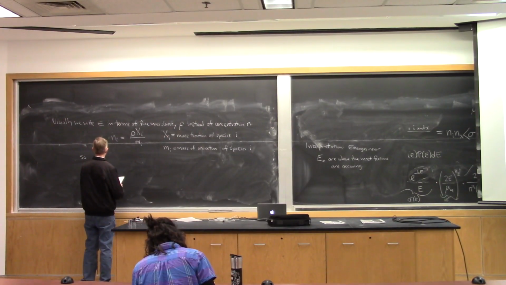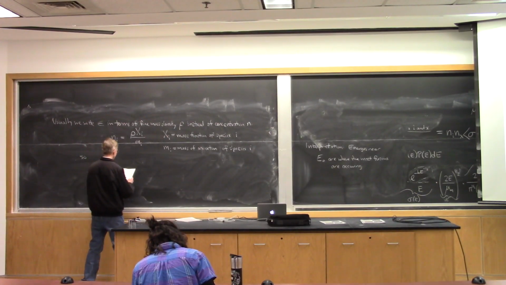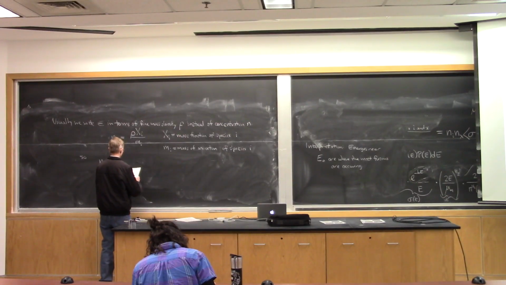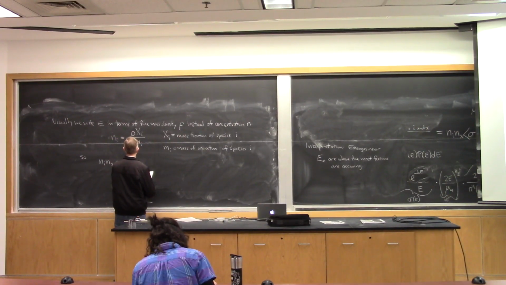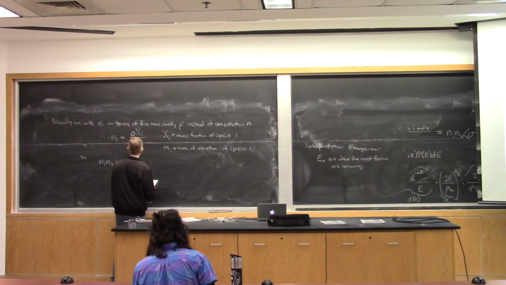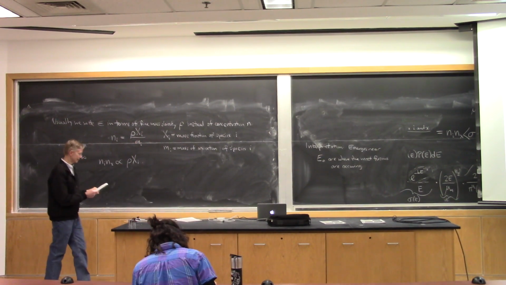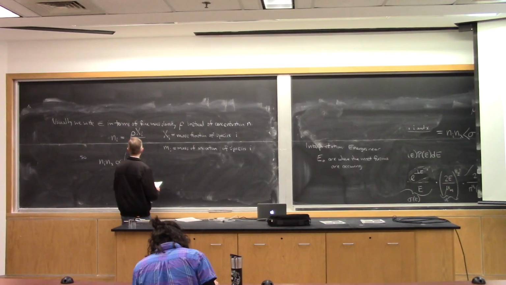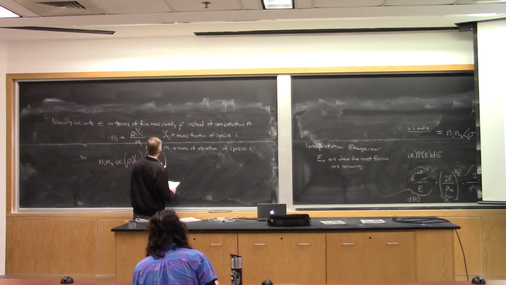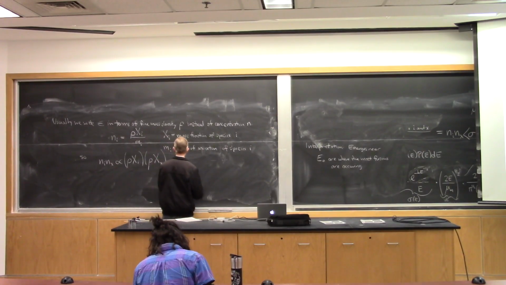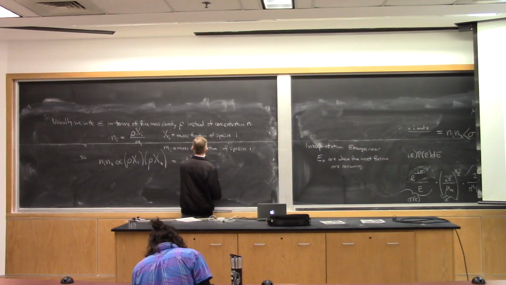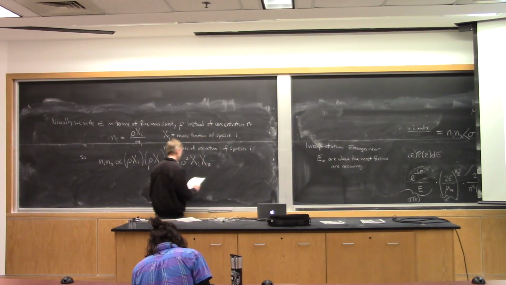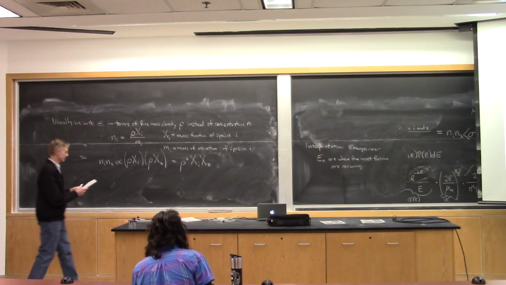So N_i and N_x will then be proportional to rho X_i, proportional to, I'm not going to bother with that division by the masses, rho X_i times rho X_x. So that'll be rho squared times big X_i times big X_x.